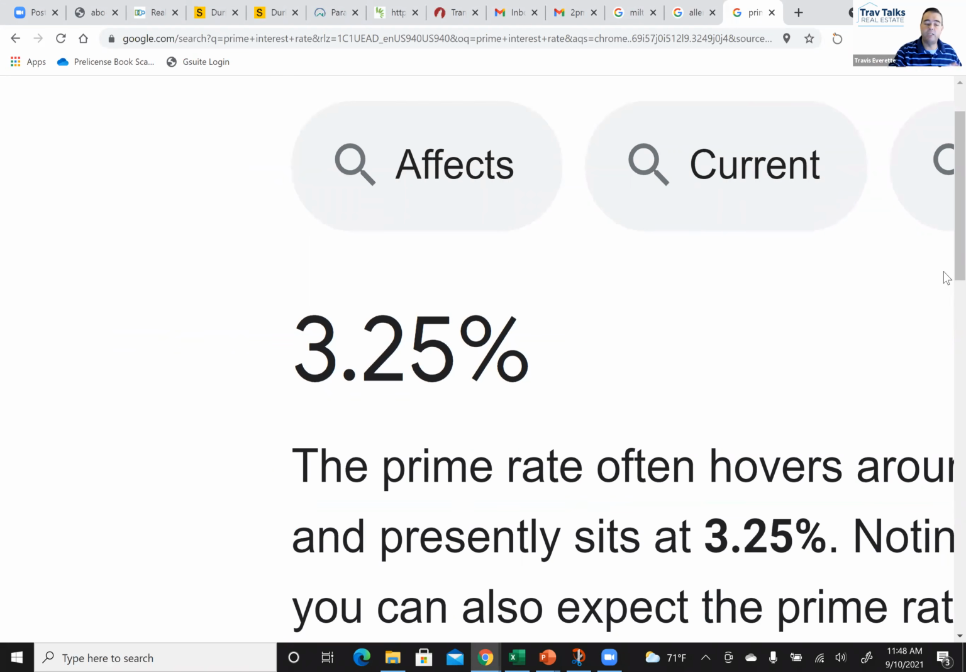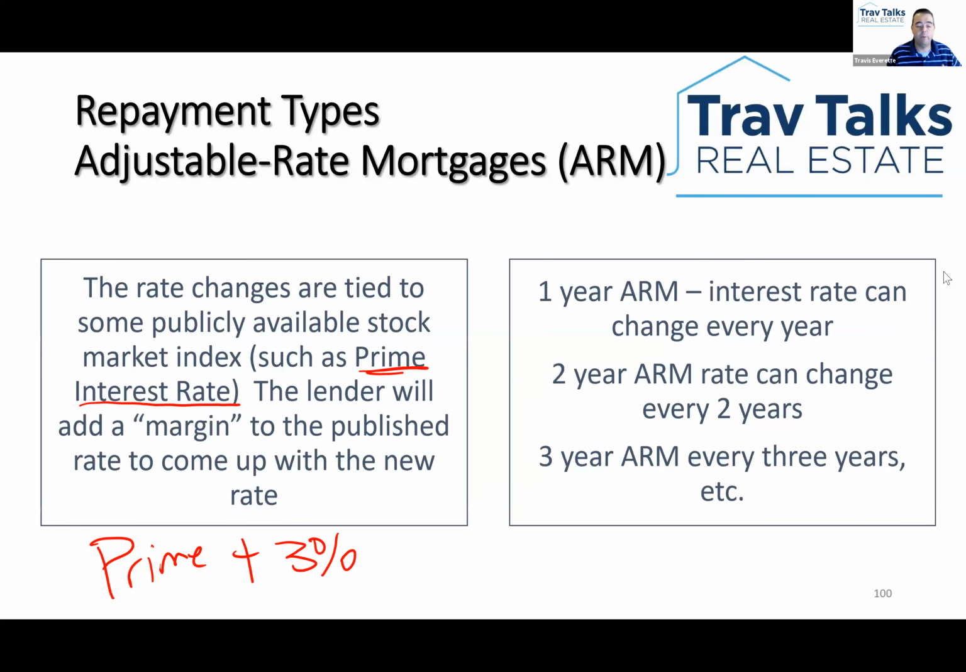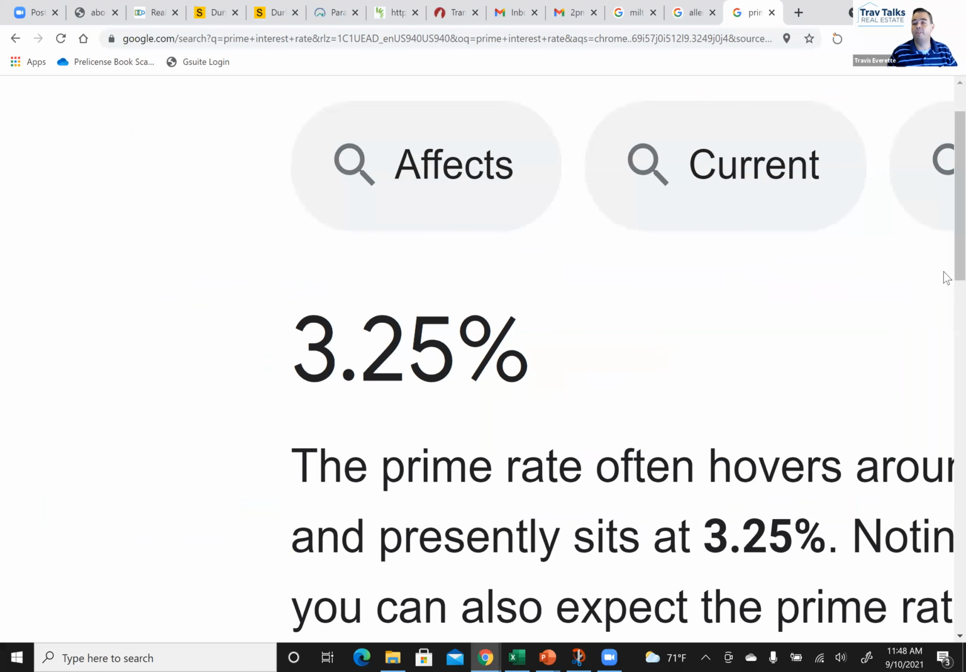So if that adjustable rate note says that at your adjustment cycle, your rate is going to be prime plus 3%, what's their new interest rate? Wow, double. 6.25. Oh, wow. Their new interest rate just became 6.25% when they hit that adjustment.